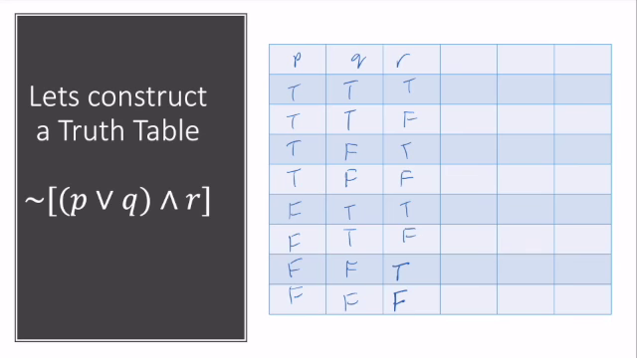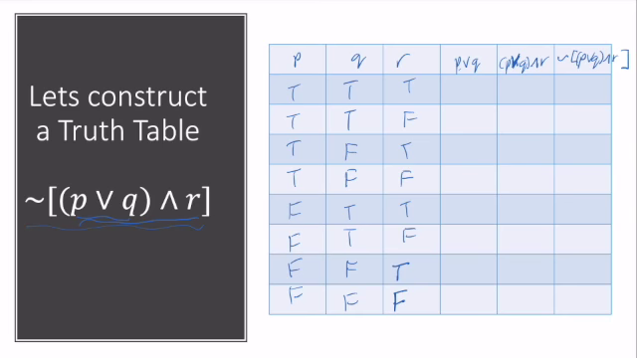The other columns I need are P or Q, P or Q and R, and then my whole statement, which is not P or Q and R. So let's look at P or Q. Remember that P or Q is true as long as one or both of my simple statements are true.